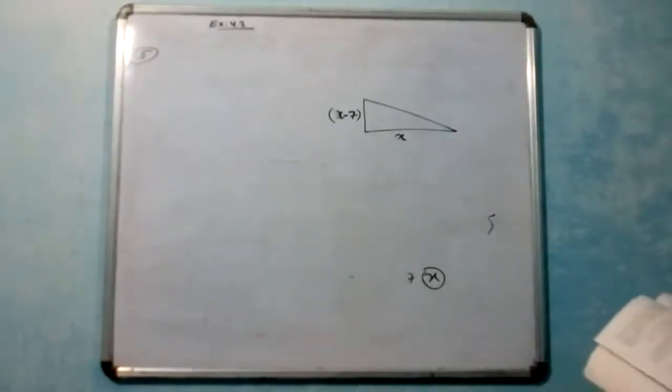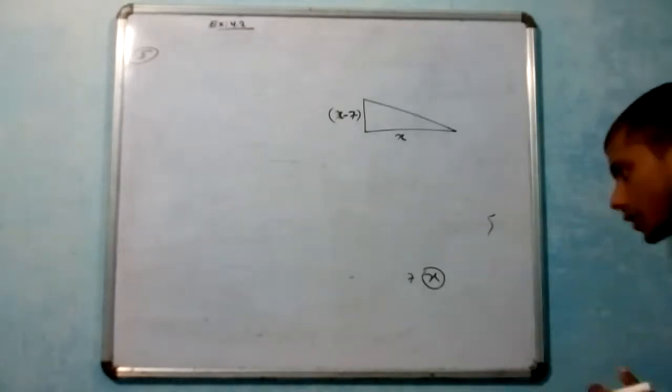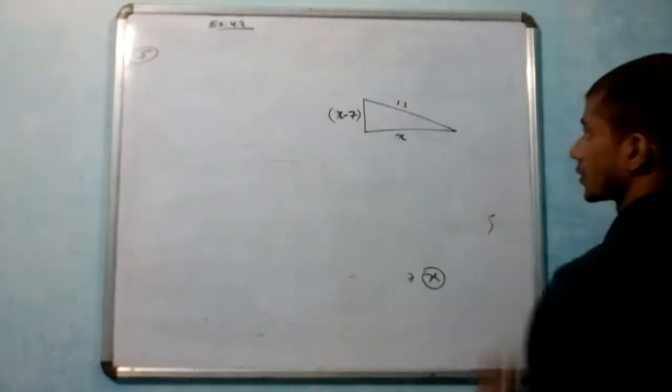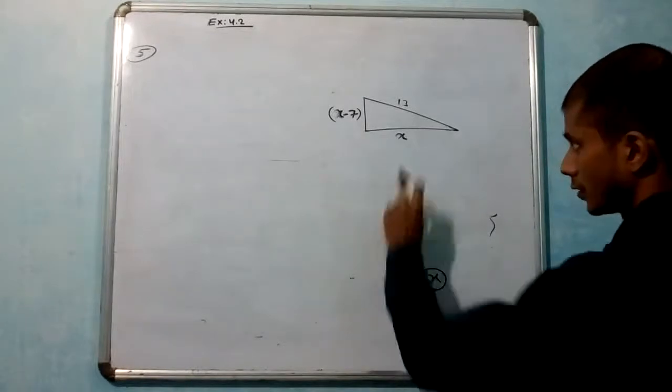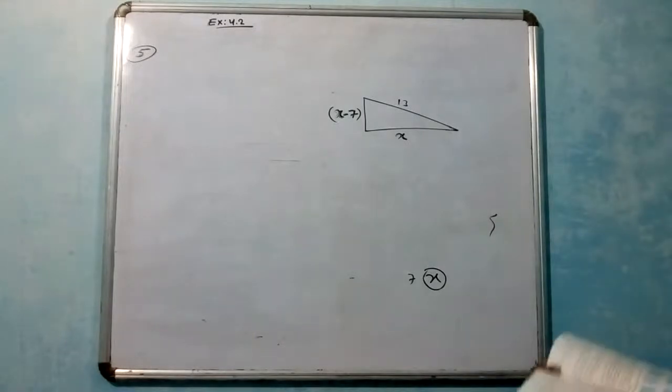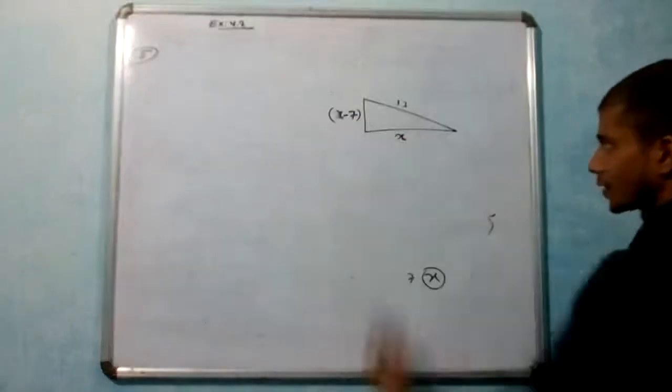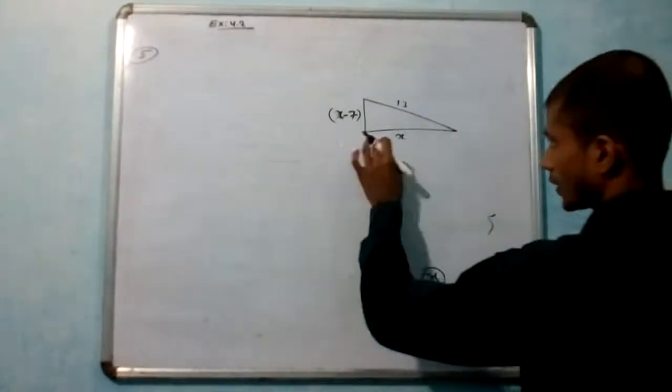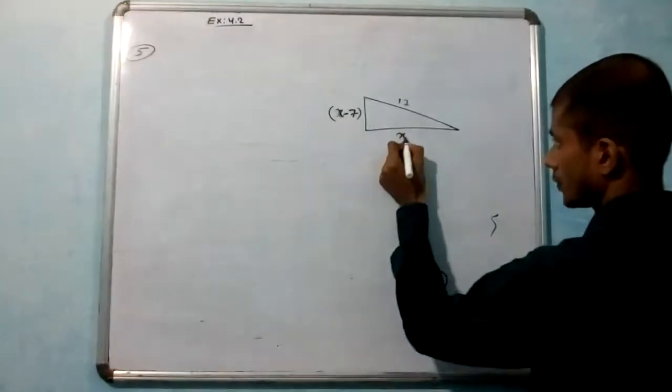And it is given that the hypotenuse is 13 centimeter, find the other two sides. Hypotenuse is given 13 centimeter, and then it is asking to find the other two sides. Other two sides means this altitude and base. Generally this side is called base and this side is called altitude, sometimes perpendicular also.